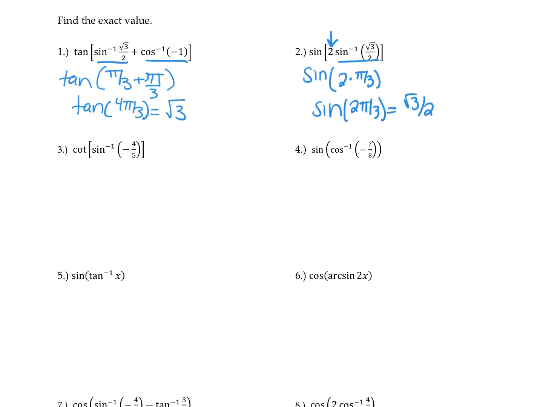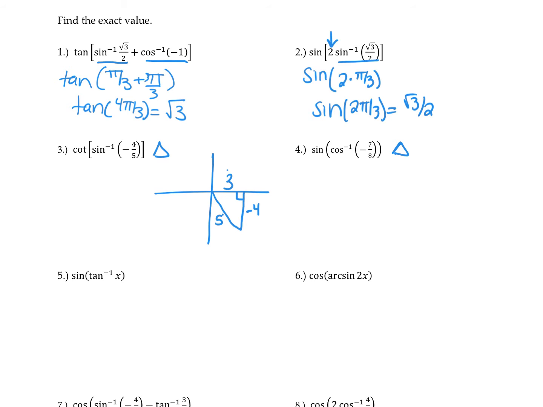So in 3 and 4, they gave us values that aren't unit circle values. So then we're going to draw a triangle when we have values that aren't on the unit circle. So sine inverse is either in quadrants 1 or 4. Since this is a negative sine, it's going to go in quadrant 4. So it's going to be negative 4 over 5, and it's a 3, 4, 5 triangle.